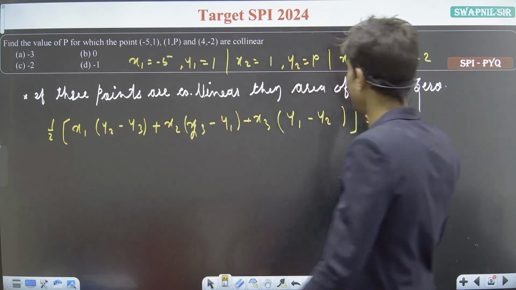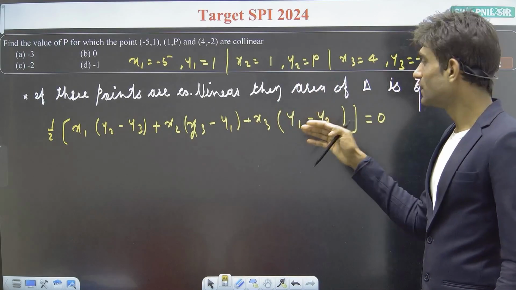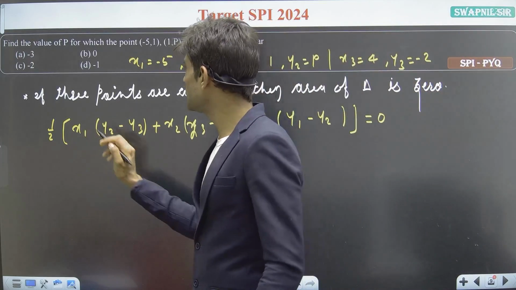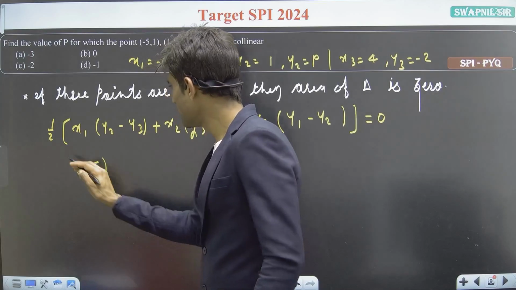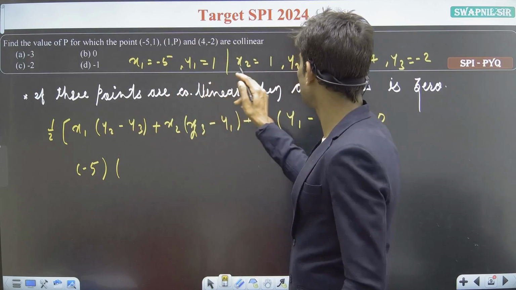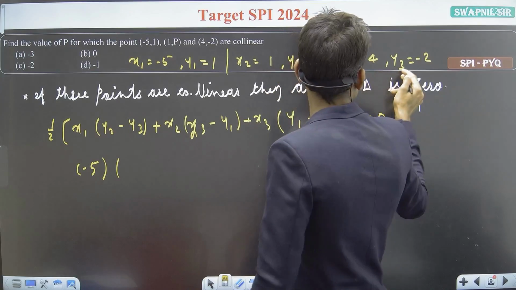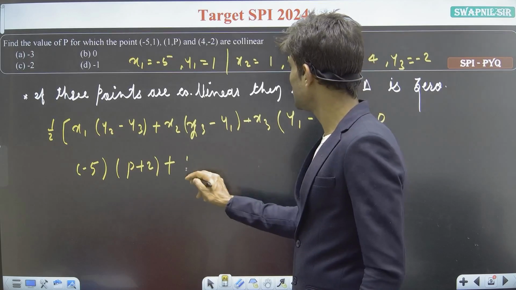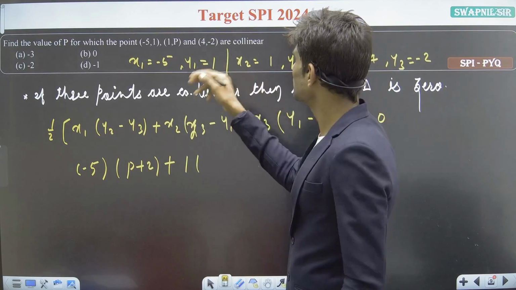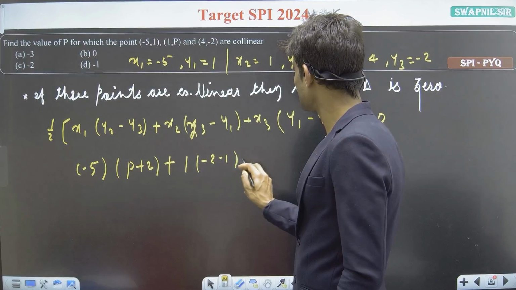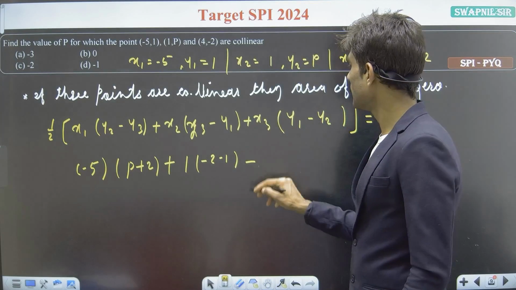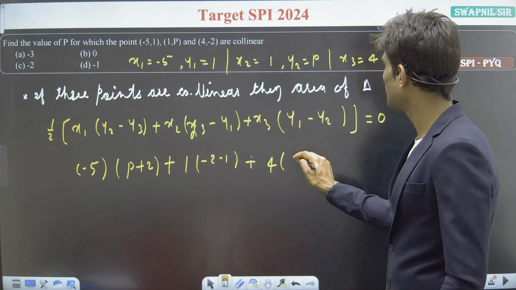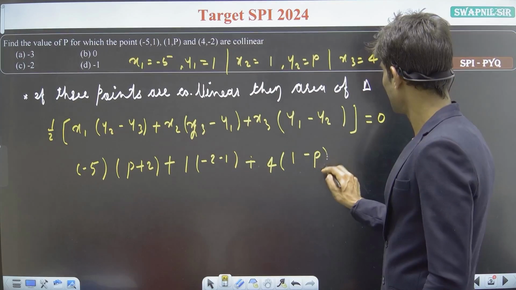That 1/2, if we take it here, becomes the new multiplicand for 0, and 0 multiplied by any term always goes to 0. Now substitute the value for x1, which is minus 5, under the bracket y2 minus y3. So y2 minus y3, we have p minus of minus 2, that means p plus 2, plus x2. What is the value for x2? It is 1, times y3 minus y1, which is minus 2 minus 1, so minus 3. After that plus x3, the value for x3 is 4, under the bracket y1 minus y2, so 1 minus p here, which is equal to 0.